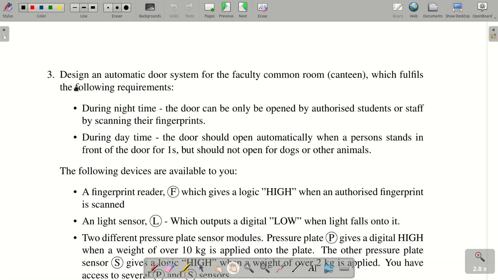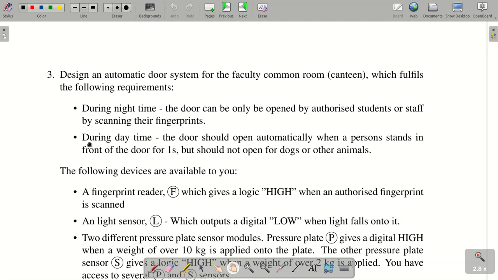Okay, so in this question, it says design an automatic door system for the faculty common room, this is the canteen, which fulfills the following requirements. So you're given two requirements. The first requirement is during the night time, the door can only be opened by authorized students or staff by scanning their fingerprints. Okay, so during night time, you're given one criteria. The door can only be opened by students or staff members who are authorized, and they need to scan their fingers, and then only authorized people can go through.